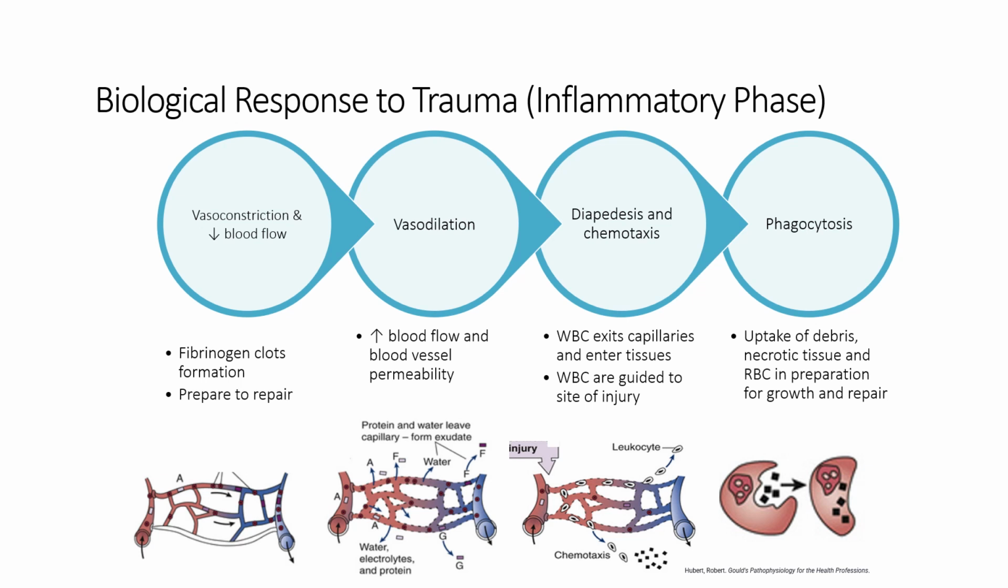Phagocytosis is neutrophils, monocytes, and macrophages recognizing, engulfing, and digesting the debris, including necrotic tissue and other substances at the injury site. This helps to clean up the area and promotes tissue repair.